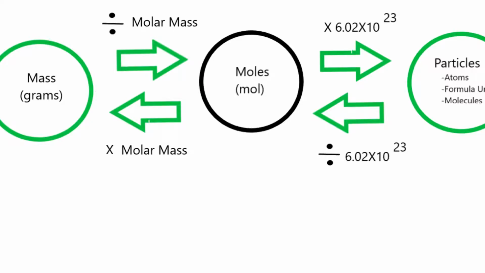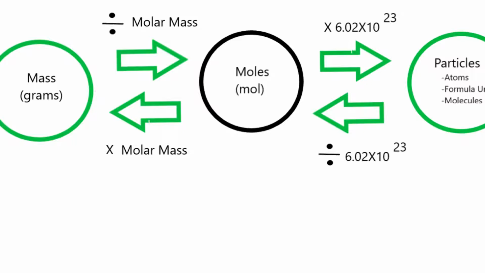What you're seeing here is called a mole map. It's one way that you might find helpful for making the types of conversions that we're going to be doing in this video. To convert the mass in grams to moles, you would divide by the molar mass. And if I had the moles and I needed to convert to mass, I would multiply by the molar mass. I've shown this in previous videos using the ladder method. Now for moles to particles, you'd multiply by Avogadro's number, 6.02 times 10 to the 23rd. And to go from the number of particles to moles, you'd divide by Avogadro's number.